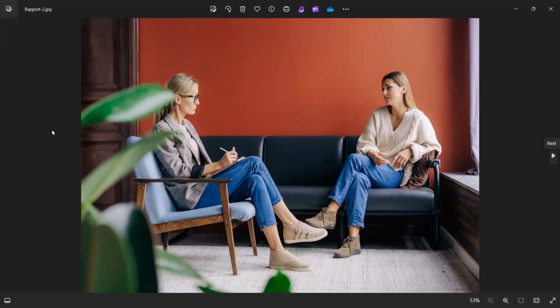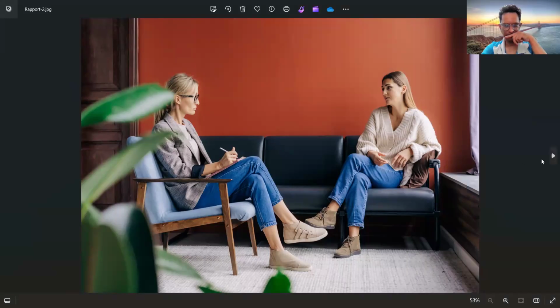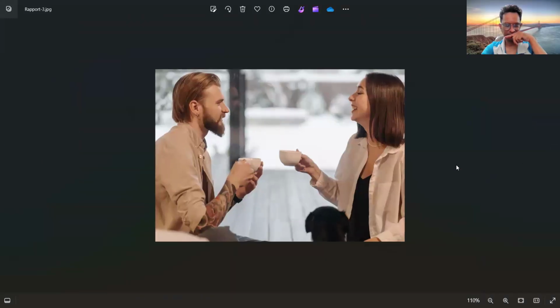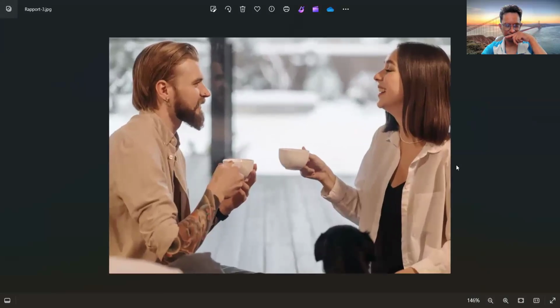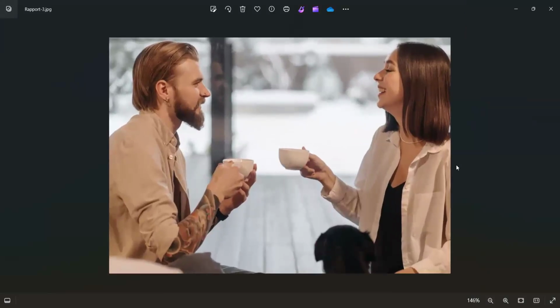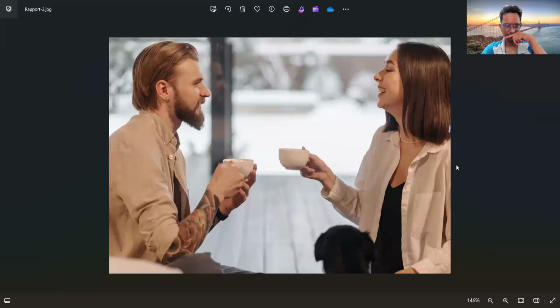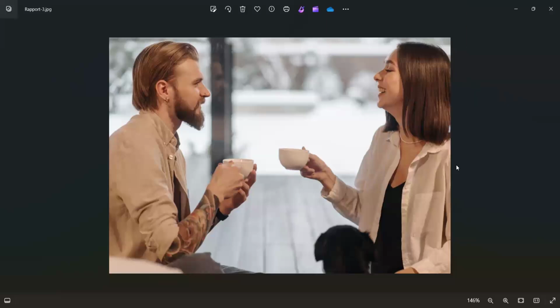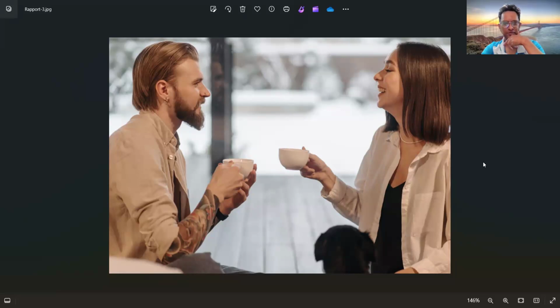Okay. How about this one? They both are having a cup of coffee, tea, or something they're drinking. They're laughing. So that means when people are in rapport, they almost behave similarly.